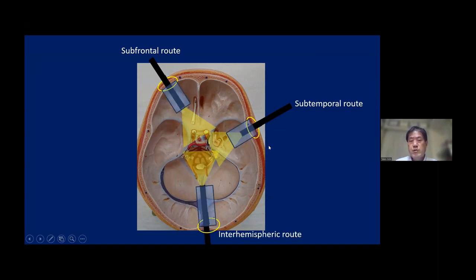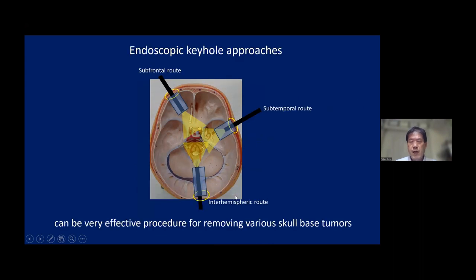In each procedure, the proximal side of the endoscope is a very safe area, so we can apply this to deep-seated areas. Of course, there are some technical tips, but the proximal side of the endoscope is a very safe area. So these three approaches can be very effective procedures for removing various kinds of skull base tumors. Thank you for your attention.